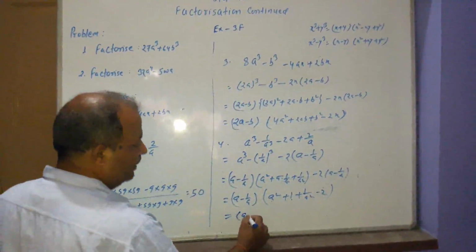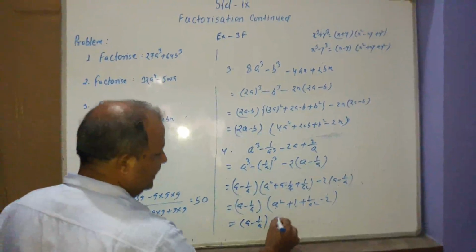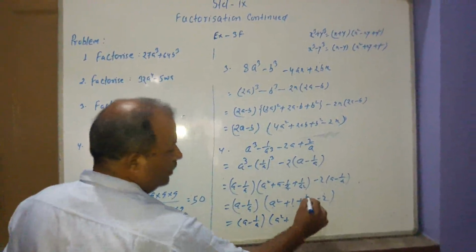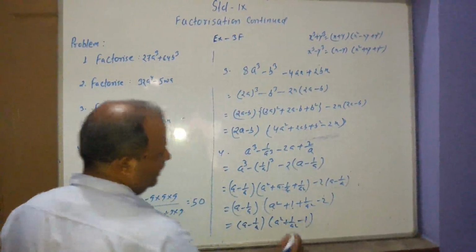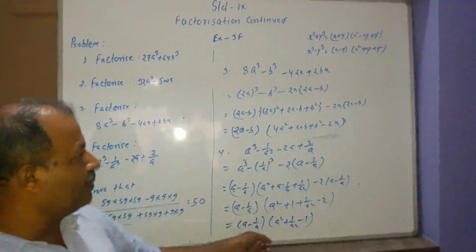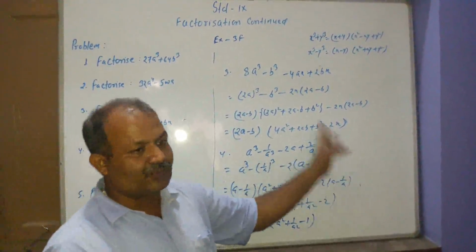And this will give a minus 1 by a into a square plus 1 plus 1 by a square minus 2, that is a square plus 1 by a square minus 1. This is the factorized form of this algebraic expression.